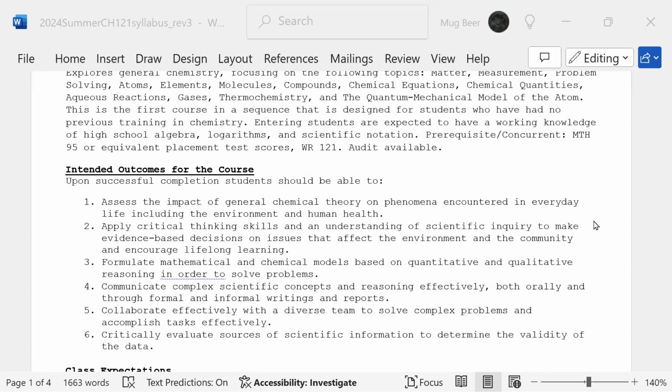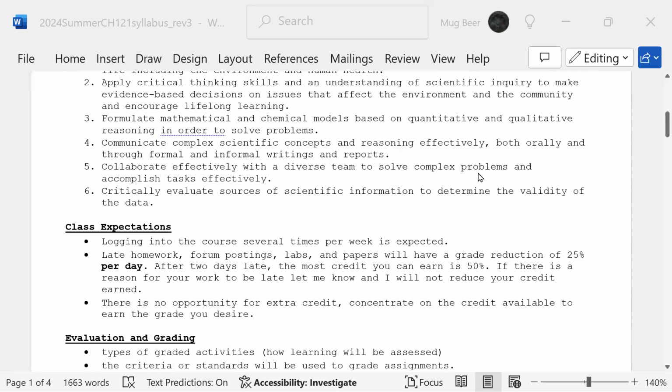So number 2 and number 6 are obviously very important for us to be able to look at something and determine if that thing is real or not. So we'll be talking about and studying how to make sure you know this.